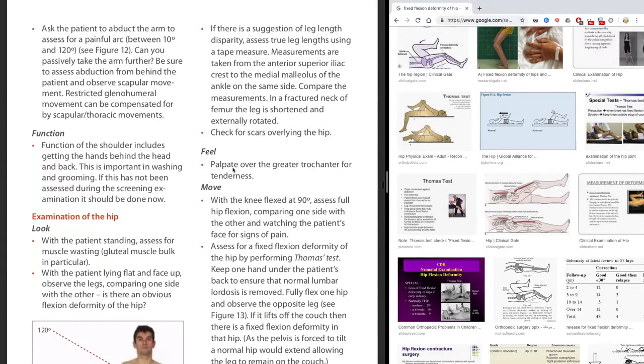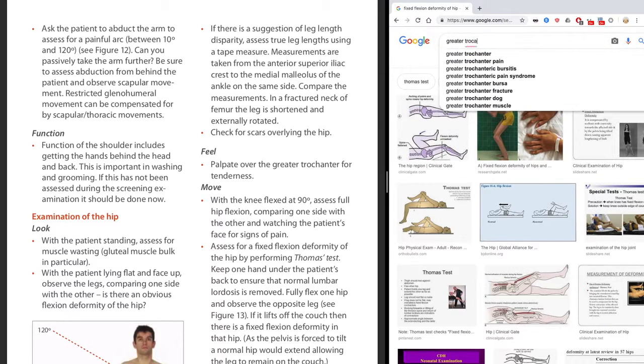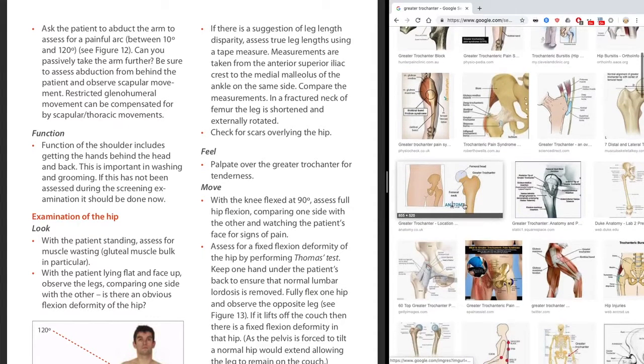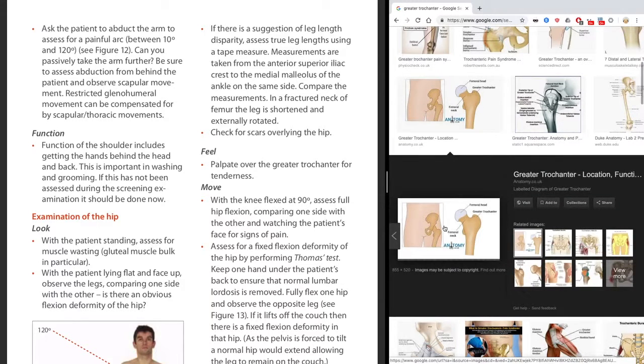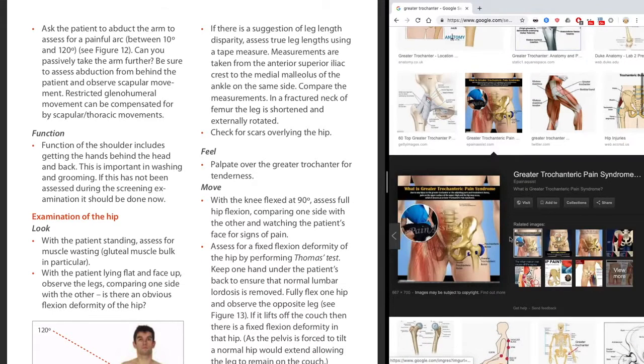Look, feel, move. Feel: palpate over the greater trochanter for tenderness. So where are you supposed to palpate exactly? Palpate over the greater trochanter. The greater trochanter is over here, so you're going to palpate over this side of the hip and see if there's any pain over there. Trochanter. Palpate this part here.